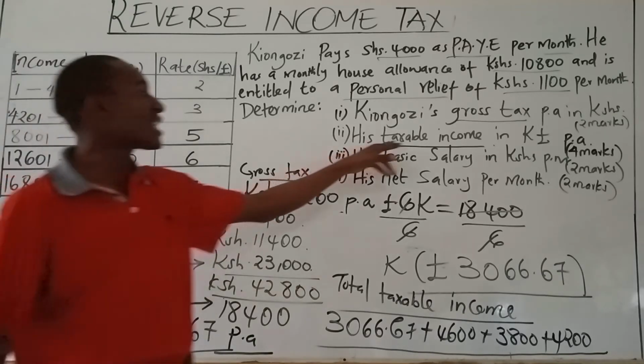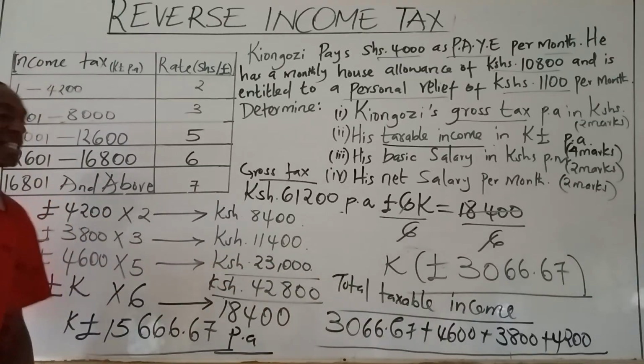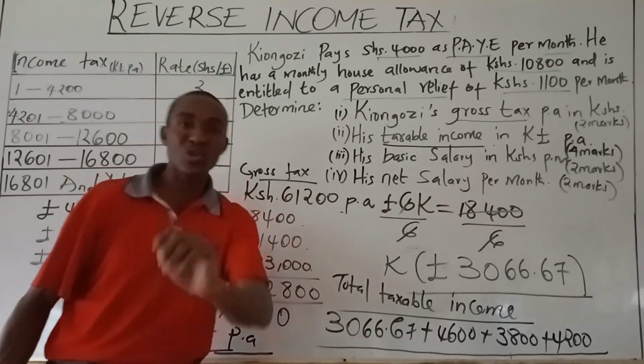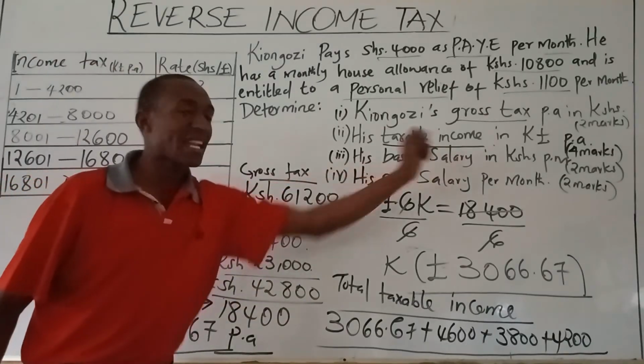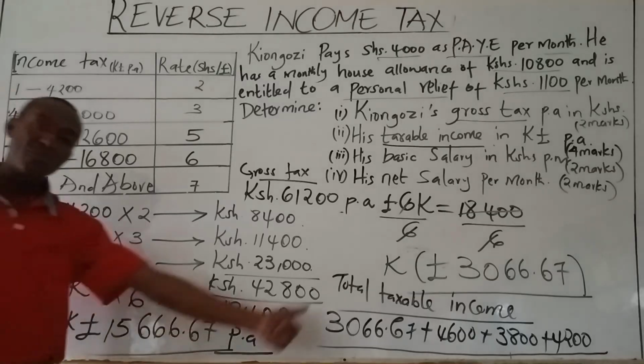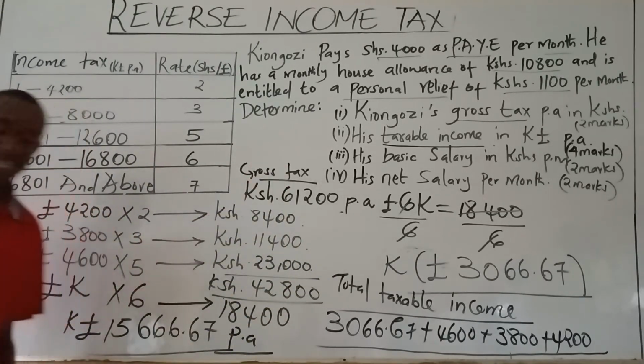Back to the question, taxable income in Kenya pounds per annum. We are through with getting the 4 marks. We had gotten 2 marks. We have 4 more to go. Basic salary. We now have the taxable income. You have to convert this back to per month because it is per annum. Then look for the basic salary.